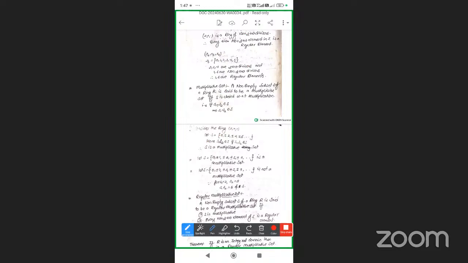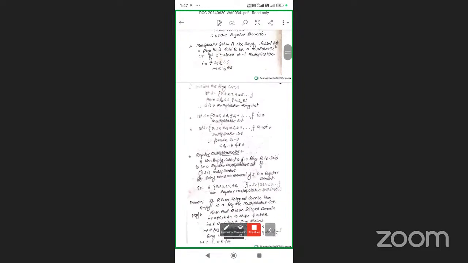Next is multiplicative set. The definition: a non-empty subset S of a ring R is said to be a multiplicative set if S is closed with respect to multiplication, that is, s1, s2 belong to S implies s1 s2 belongs to S.